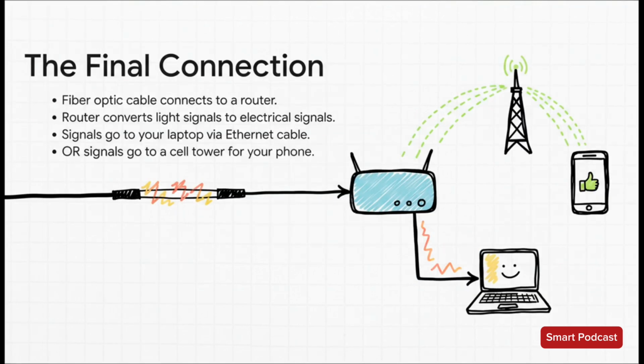And here we are at the very last step of the journey. After traveling thousands of miles as light, those packets hit your home router. Now, your laptop can't read pulses of light, so the router's job is to translate. It converts that light back into an electrical signal for an Ethernet cable or into electromagnetic waves, that's Wi-Fi, to reach your phone. This is that final leap from the huge global network right onto your screen.